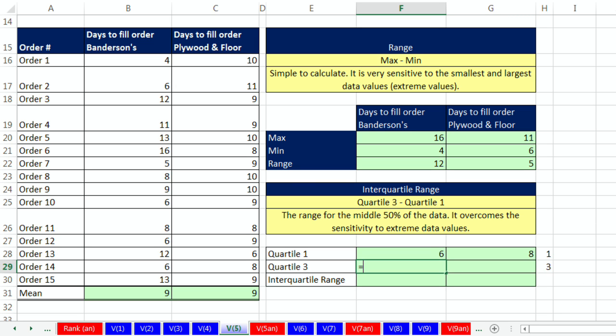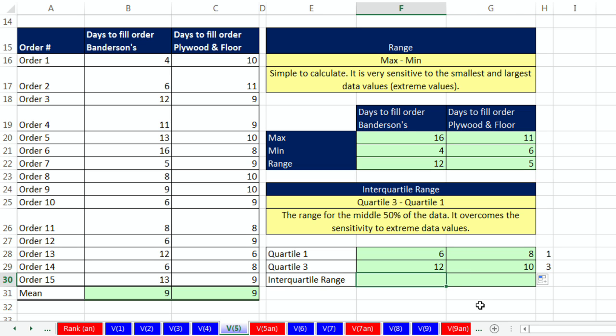Now quartile 3 equals Q. It's the first Q function tab. Relative cell reference. We have Banderson, comma, and I'm going to get that 3, F4, Control-Enter, and copy it over. So we have quartile 1 and 3 for both of our suppliers.